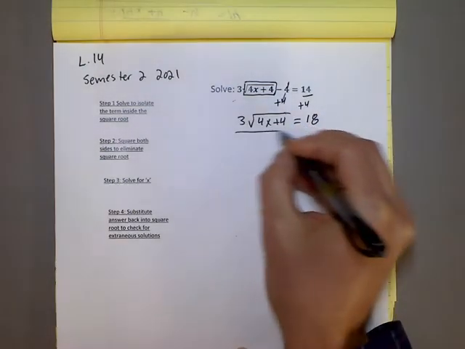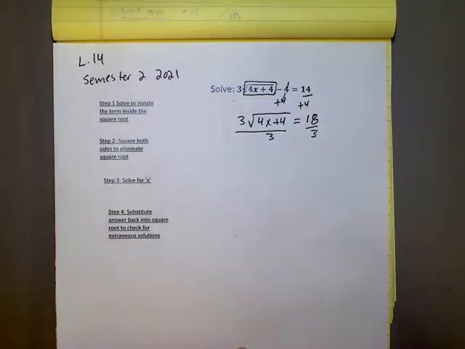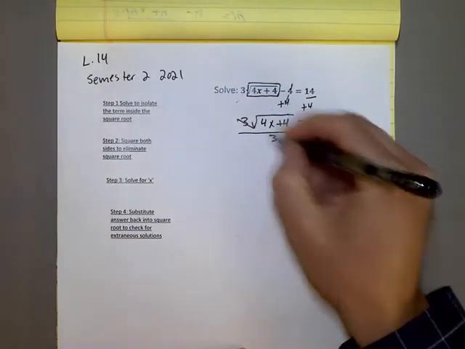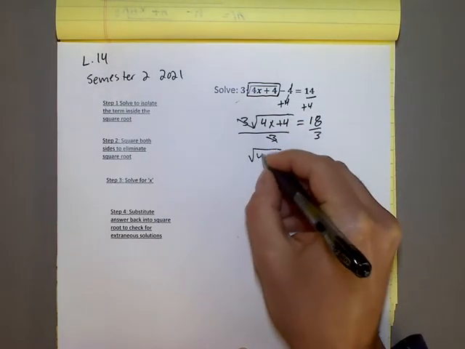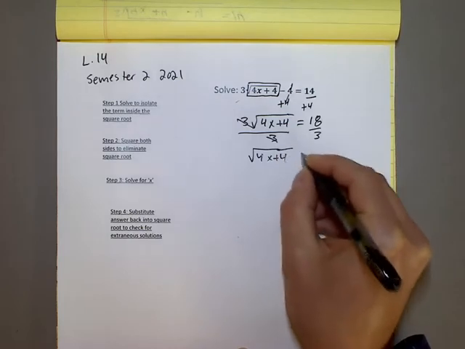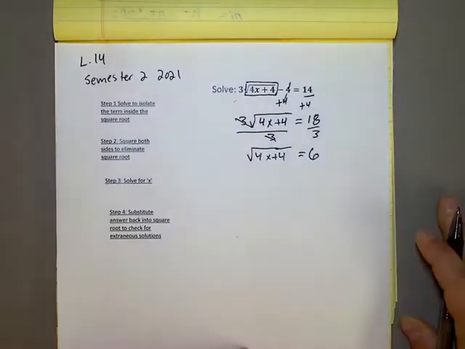And then we'll divide both sides by 3. That cancels, so we have the square root of 4x plus 4. 18 divided by 3 is 6.